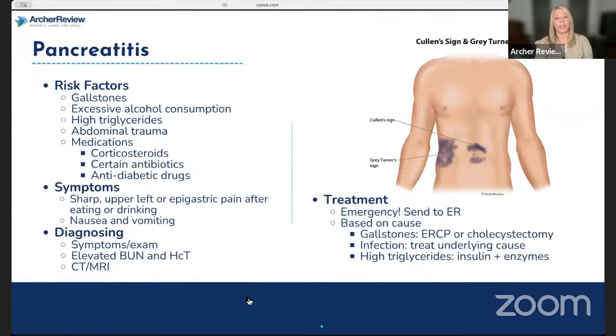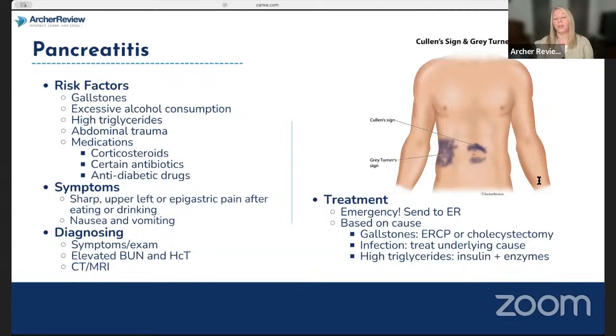Moving on to pancreatitis, this is inflammation of the pancreas, and it can look like cholecystitis in a lot of ways. Risk factors include gallstones, excessive alcohol consumption, high triglycerides, abdominal trauma, and medications like corticosteroids, certain antibiotics, and even anti-diabetic drugs. Symptom-wise, these patients are feeling a sharp upper left or epigastric pain after eating or drinking. It might also be accompanied by nausea and vomiting.